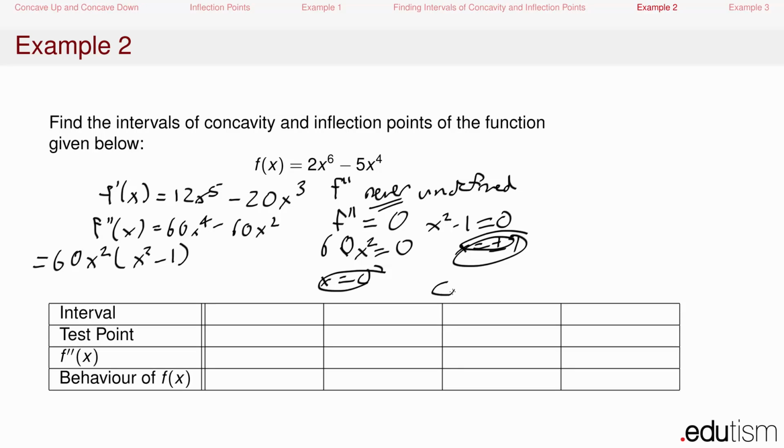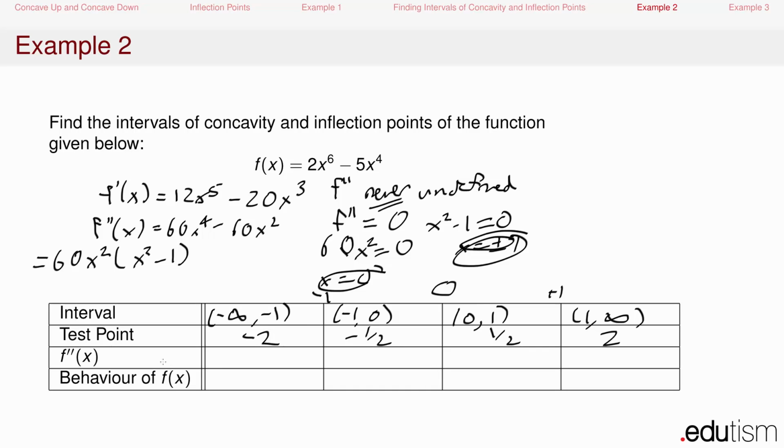So I'm going to put a 0 here, negative 1 here, and positive 1 here, and I'm going to form our intervals. The first interval is going to be from negative infinity to negative 1. Next one's going to be from negative 1 to 0. Next one's going to be from 0 to 1. And last one's going to be from 1 to infinity. I'm going to take a test point in each interval. Here we'll have negative 2. Here we'll have negative 1/2. Here I'll have 1/2. And here I'll have 2.